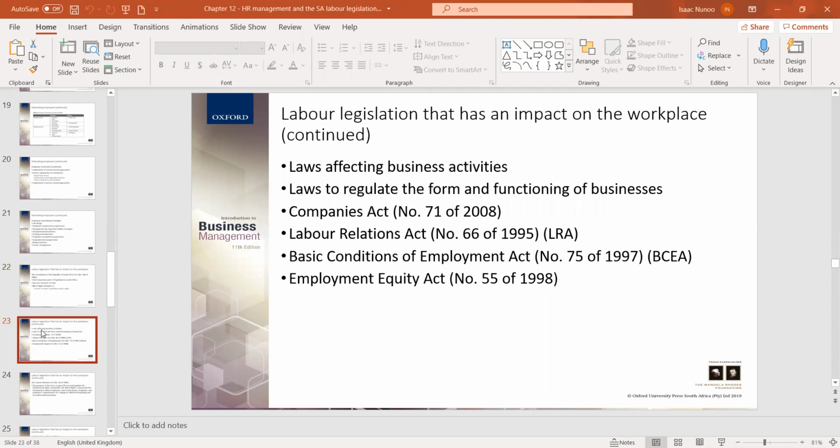Now, it's not just this law, there are other laws we'll also look at. I'm just going to keep it brief. Maybe I'll also engage the class on this one to read more. In terms of the laws affecting businesses, laws to regulate the form and functions of businesses, there are the Companies Act, the Labor Relations Act, the Basic Conditions of Employment Act, the Employment Equity Act. All of these are laws under the legislation, and here we are focusing mainly on South Africa.